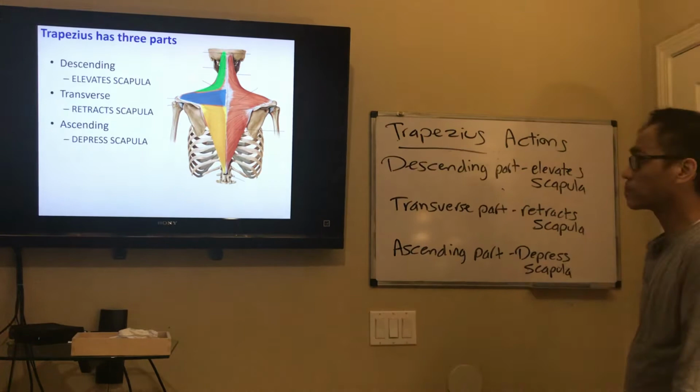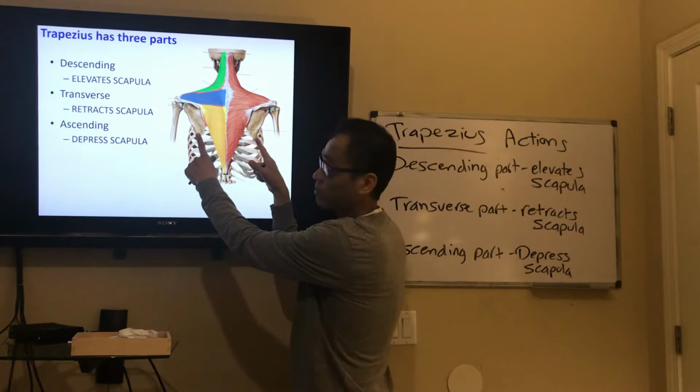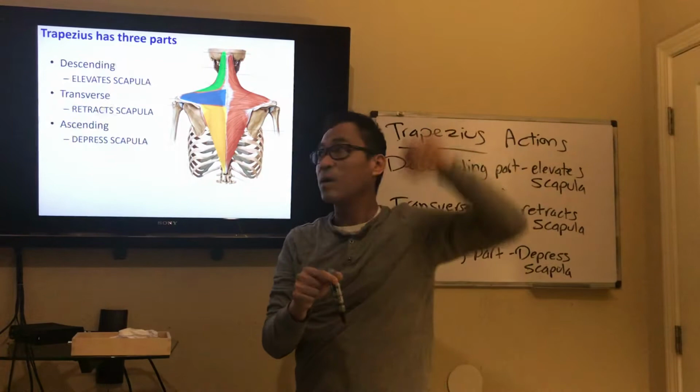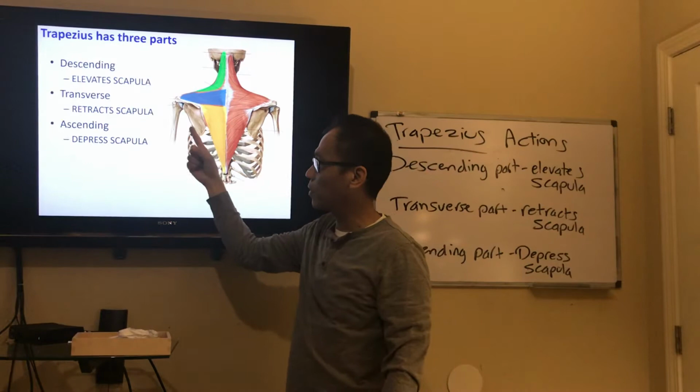I want to add one more thing to this note here. The descending part, when it pulls up, these inferior angles of the scapula kind of rotate out, like I said before, when you fully abduct the arm. The trapezius, the descending fibers, are partly responsible for when they elevate the scapula. It's also accompanied with a little bit of lateral rotation of the inferior angle. So I'm going to add that.